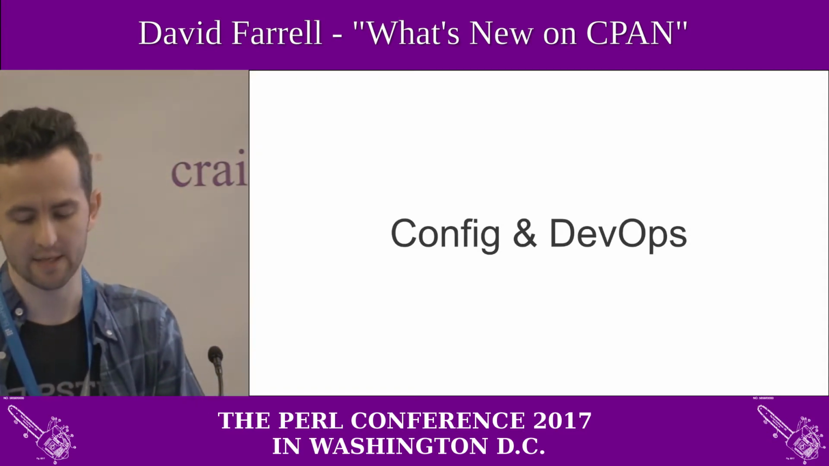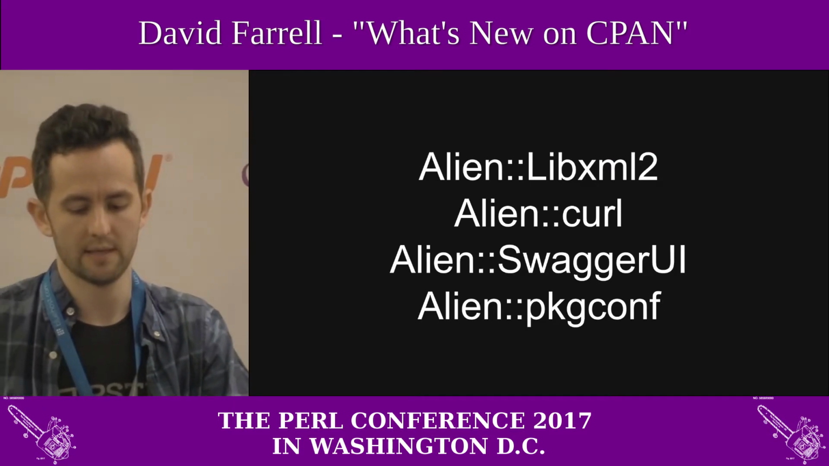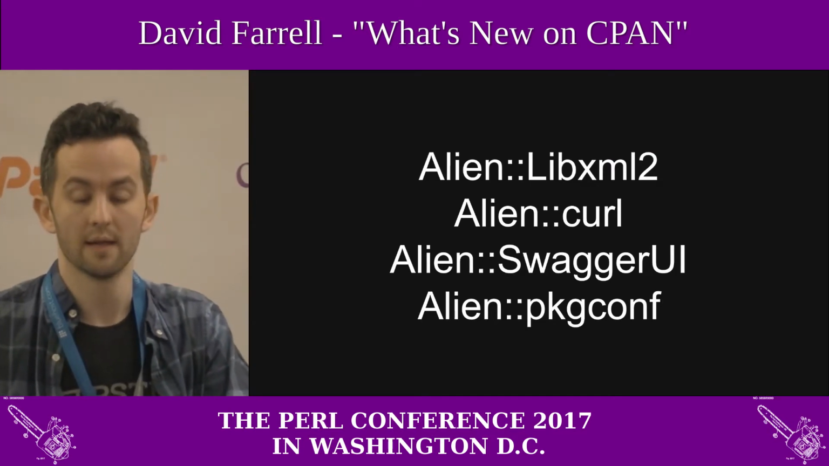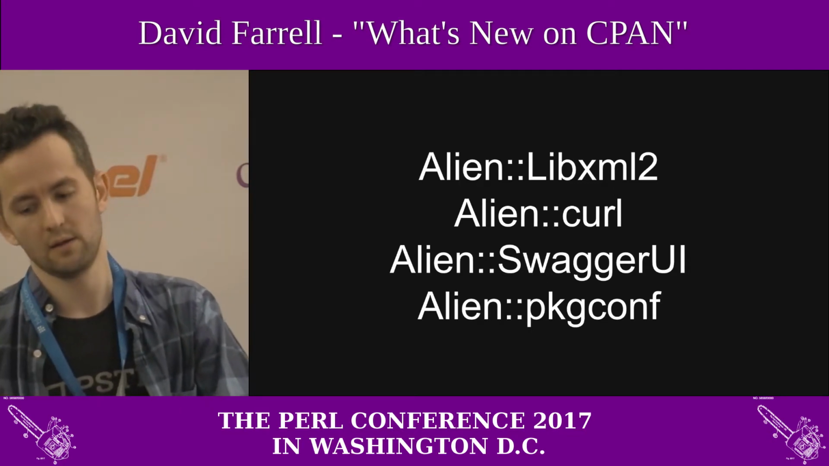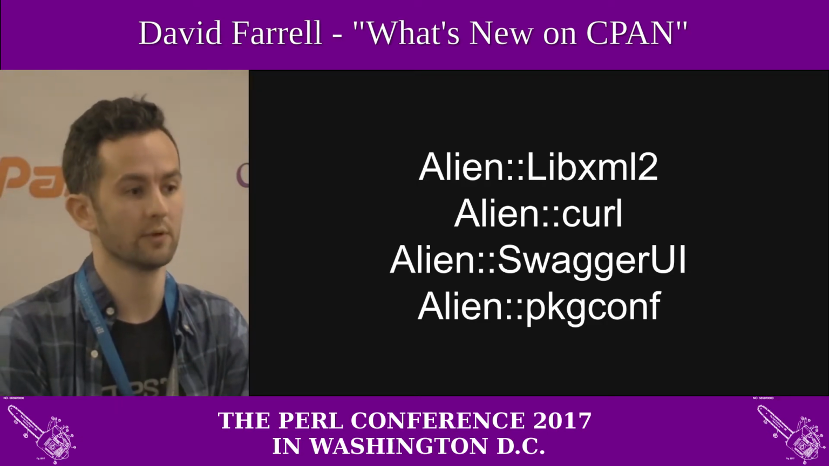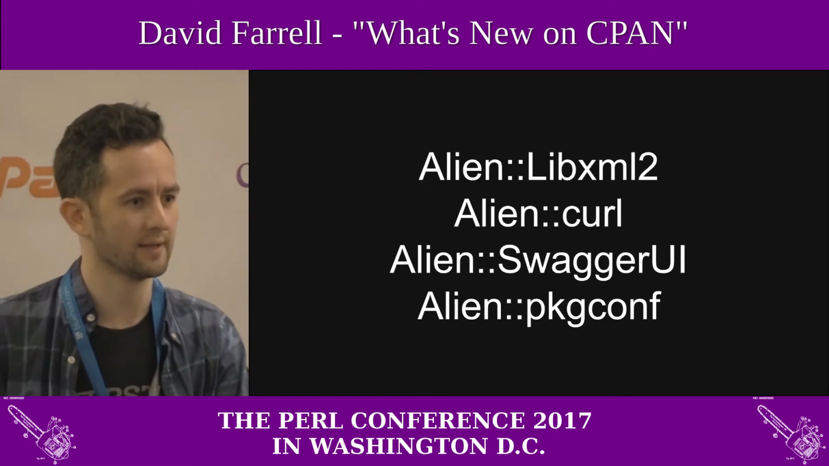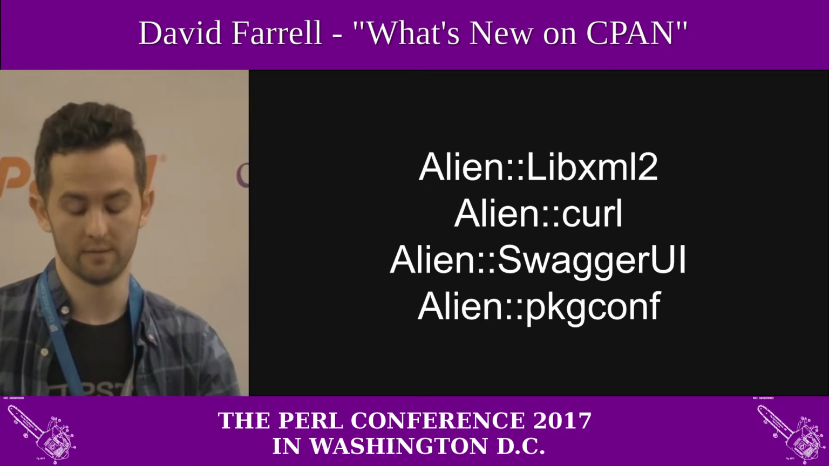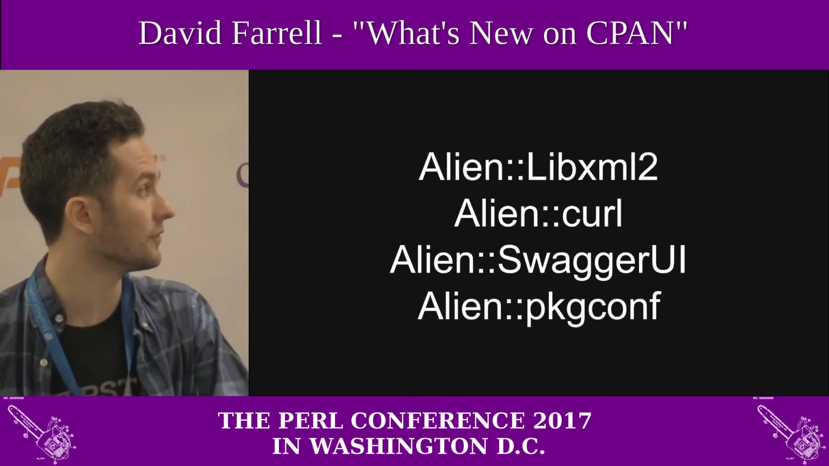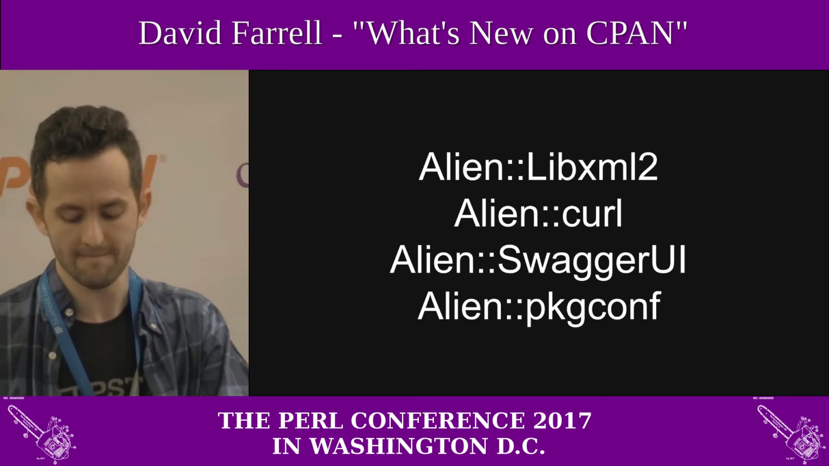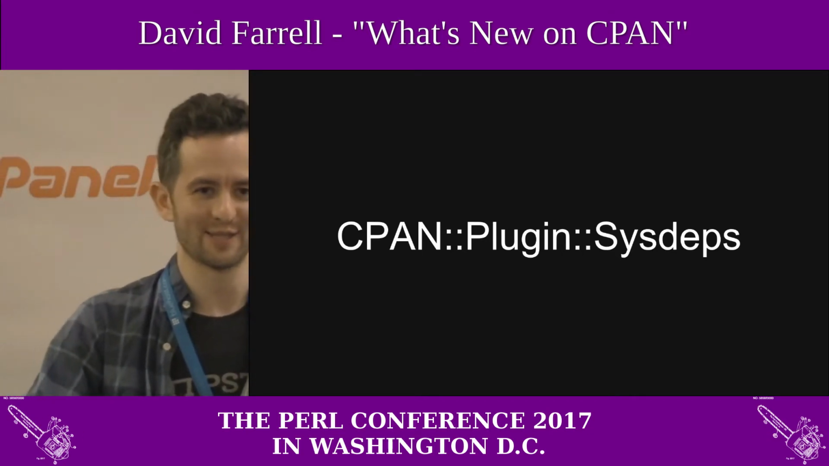All right, next category, config and DevOps. So as you may know, the Alien namespace is a collection of modules that lets you install third-party libraries with the CPAN toolchain and also declare dependencies on third-party libraries from Perl code. It's really cool. Graham Ollis has done a huge amount of work in this area, curating the names, the existing modules, uploading new ones. It's really great, and these are all examples of new Alien modules that you can use today. An alternative to the Alien system is CPAN::Plugin::Sysdeps.